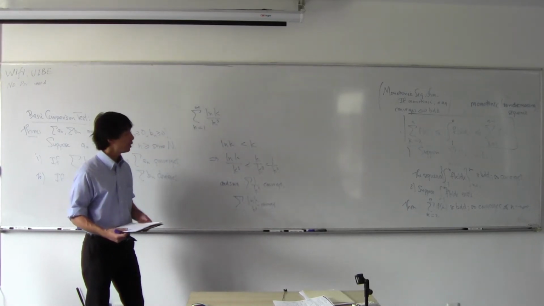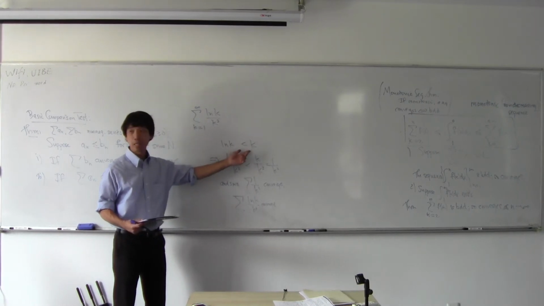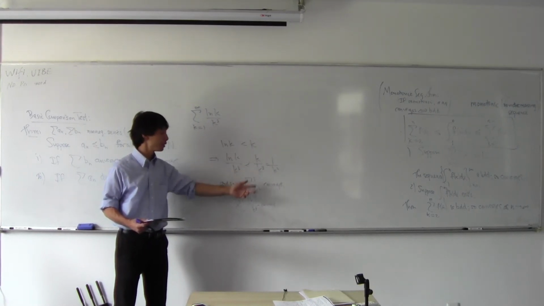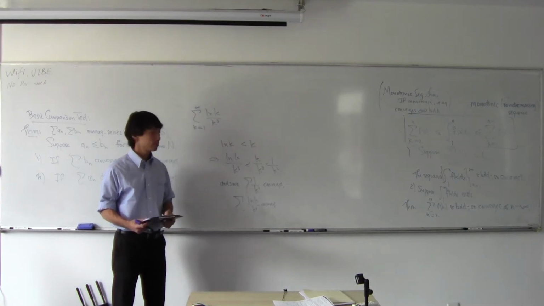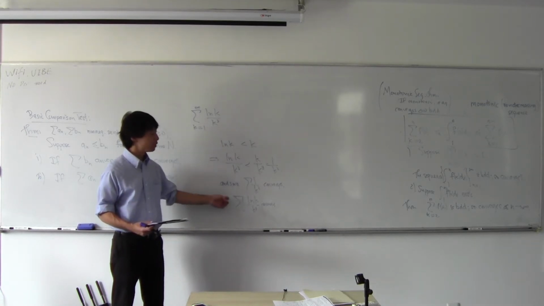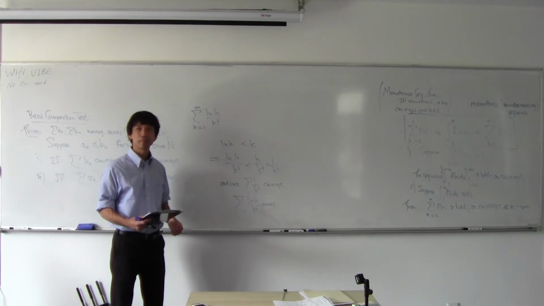Right? You find somebody that's bigger that converges. The bigger guy converges, so the smaller guy converges.